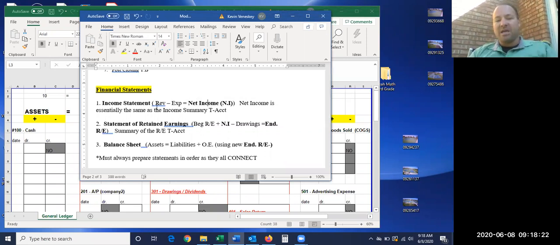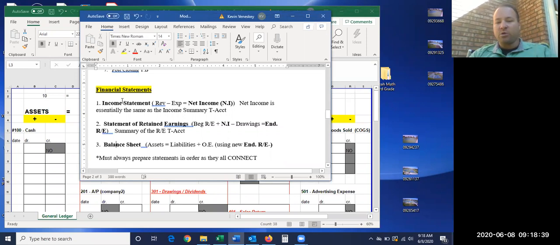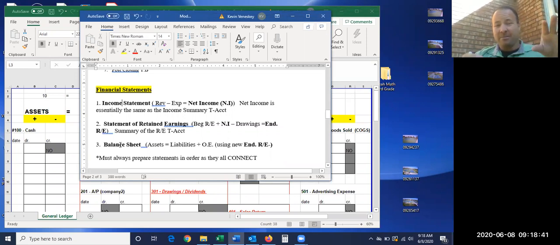Once we do the income statement, we then move into the statement of retained earnings. And the statement of retained earnings is very simple. It only has just a few accounts. The statement of retained earnings basically connects the income statement and the third one, the balance sheet. These are the two biggies. The income statement and the balance sheet are the big financials. And then you've got to have kind of an intermediary in between that connects them. And that's what the statement of retained earnings does.